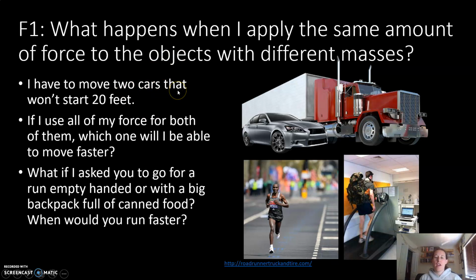So let's say that I have 2 cars and I have to move them 20 feet because they won't start. If I use all of my force, all of the power that I can, to push these cars, and these are my 2 cars, I've got this little silver car and this big red and white truck, which one am I going to be able to move faster with the same amount of force? Logically thinking, I'm going to be able to move this silver car, which is smaller, it has a smaller mass than this big red truck.